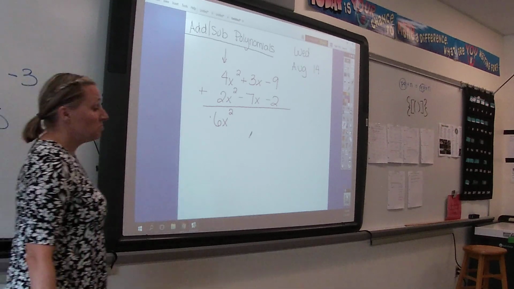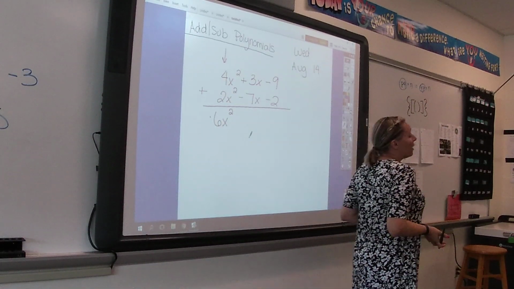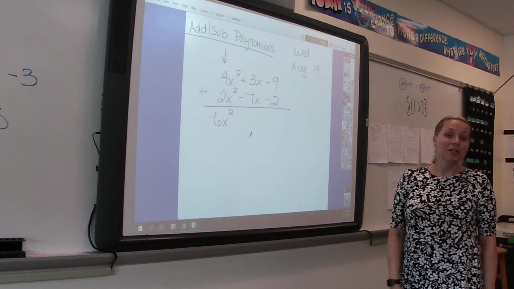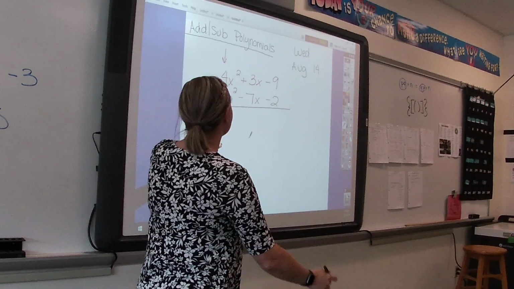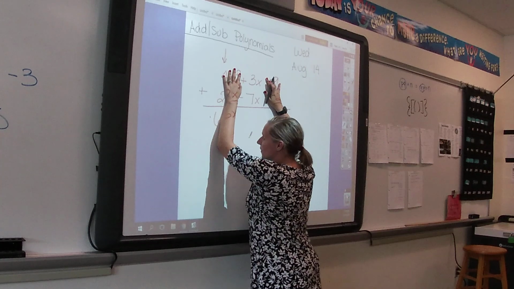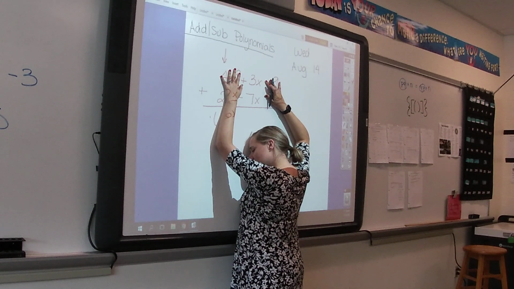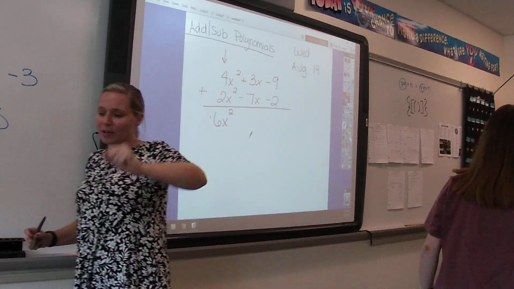And class, here's the deal. My students know how to do this. My students have no problems doing this. My students don't add correctly, and that is where they miss the problems. So use the calculator if you need to use the calculator. Because if we go here, what does this say? 3x plus negative 7x. Be boldly confident with your answer.